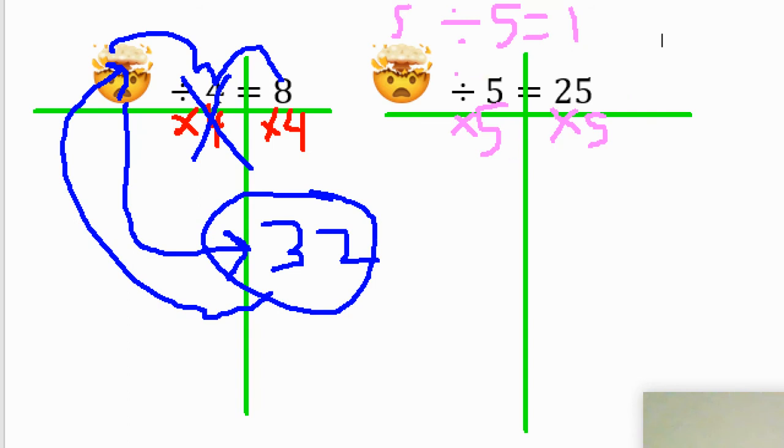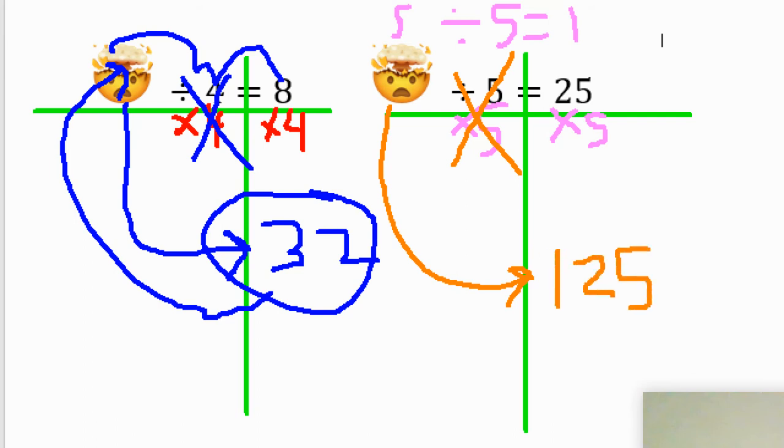So 5 divided by 5 is going to be 1. 1 times mind blown is mind blown. And 25 times 5. And some of you might say, I don't know that. Think about money, bro. 25 is like a quarter. If I got 5 quarters, 4 of them make $1, but I have 5. So I got 125.